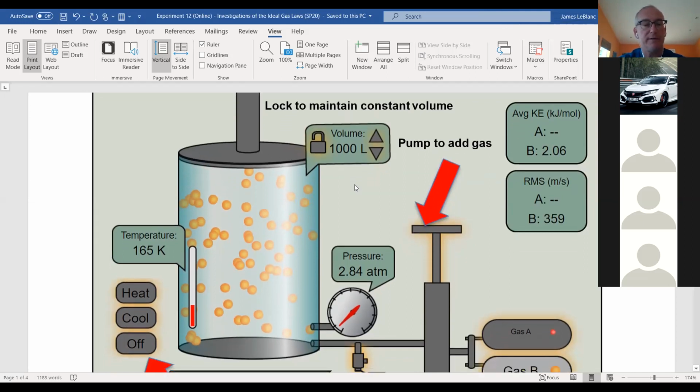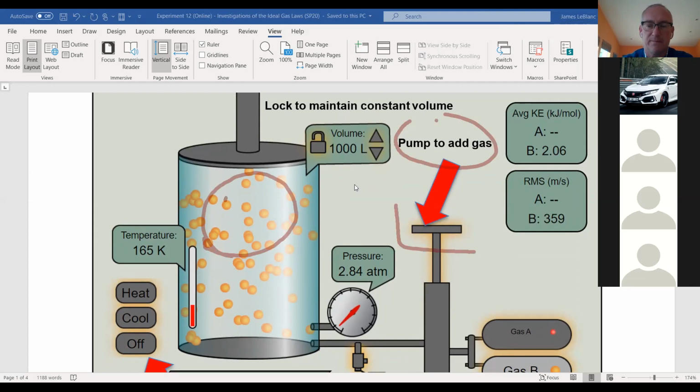So if we look around here, we've got our chamber with the gas in it, and we can even count the individual molecules. The number of molecules in there is related to how many times we pump here. So this is the pump. Each time we press it, it will go down and release a set amount of gas.